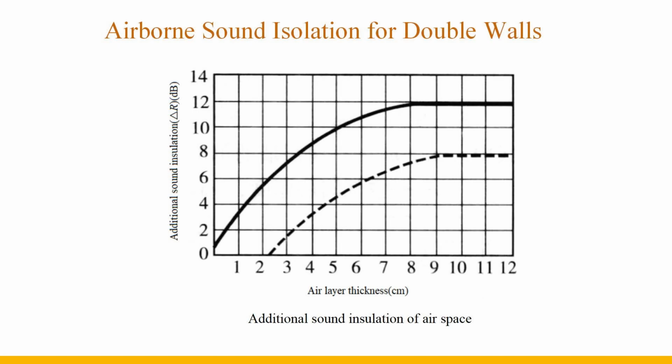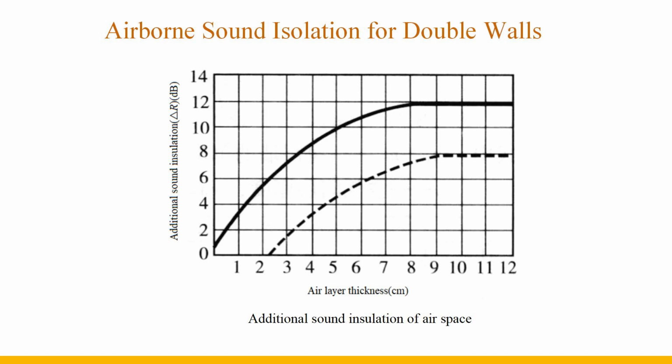It can be seen from the figure that the additional sound insulation of the air interlayer is related to the thickness of the air interlayer. It increases with the increase of the thickness of the air interlayer, but does not increase after 10 cm. The solid line represents the additional sound insulation when the two sides of the double wall are completely separated, and the maximum additional sound insulation can reach 12 dB.